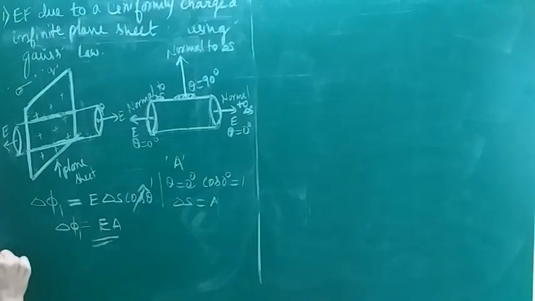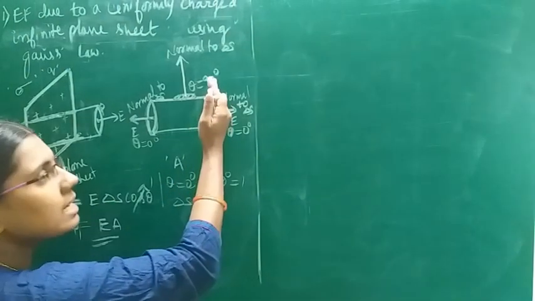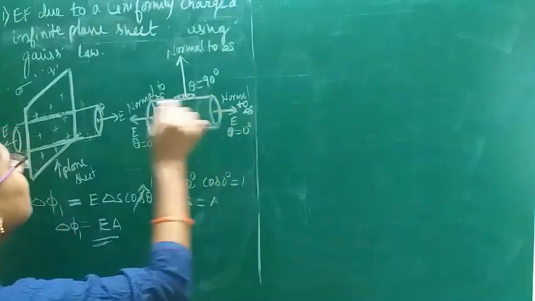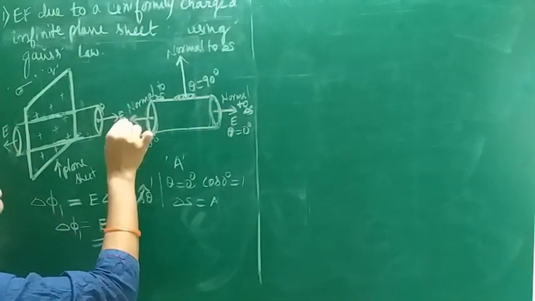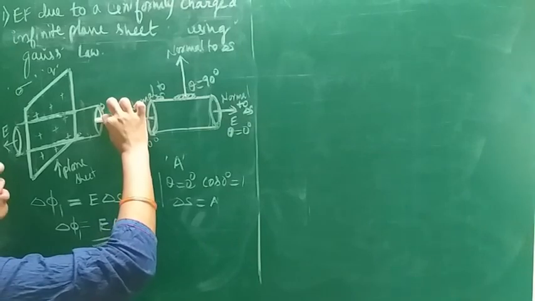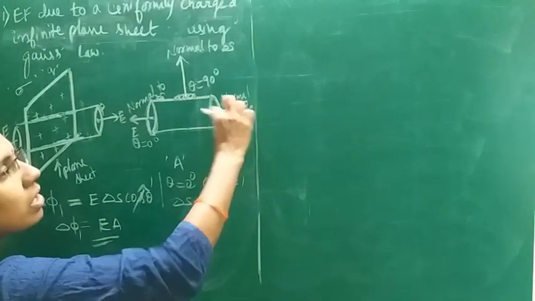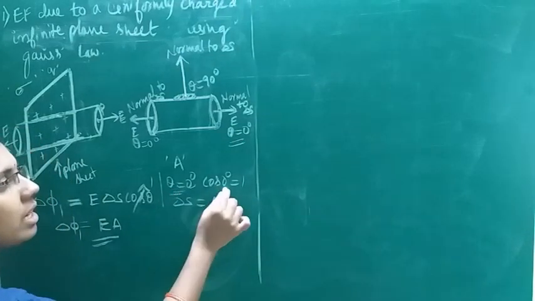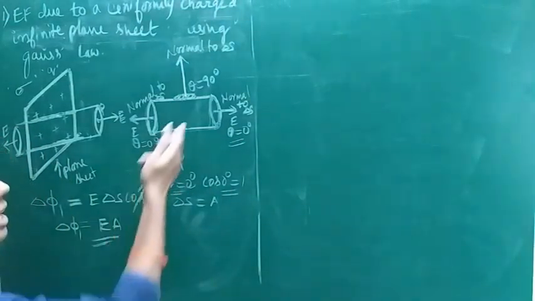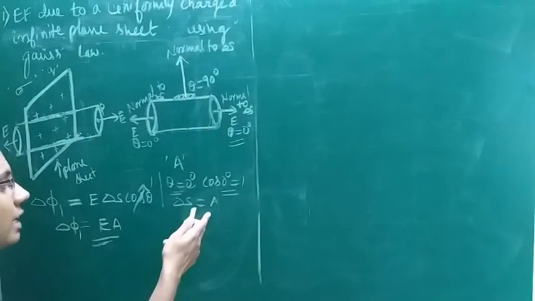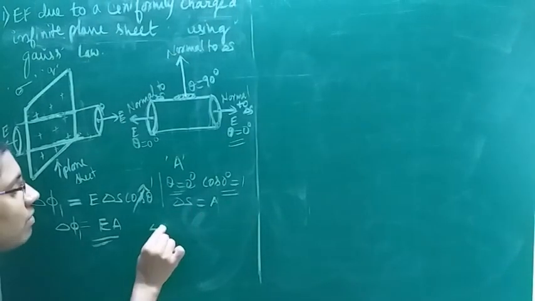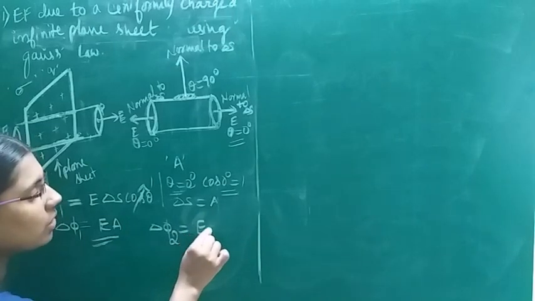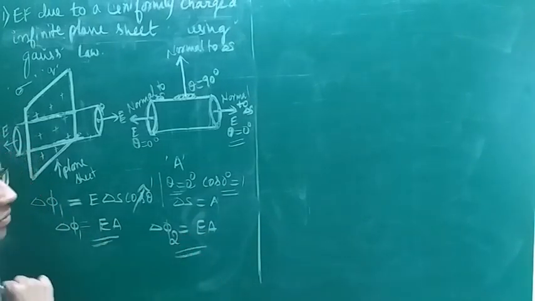In a similar way, if we consider the second circular end, there also the electric field is acting radially outward. If we draw a normal, that normal is also along the direction of the electric field. Therefore there also theta is 0 degree and cos 0 degree is 1, and the area is A. Therefore delta phi 2 will also be equal to E into A.